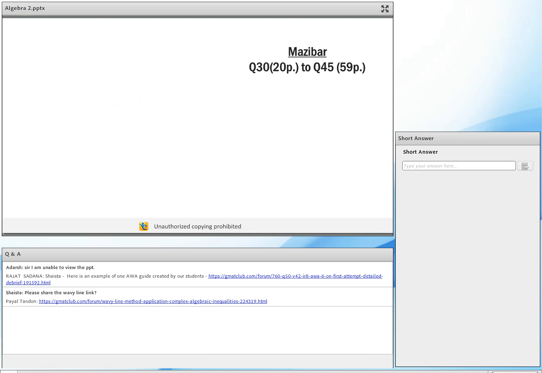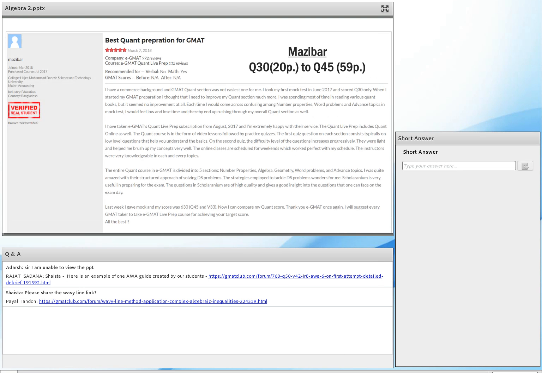The third success story over here is of an individual who was extremely weak in quant. His starting score was Q30, a mere 20 percentile. Mazabar, that's his GMAT Club forum name, spent a ton of time reading quant books but was not able to improve. He benefited from the progressive learning architecture at e-GMAT, in which he was able to first cement his basics before taking on difficult questions. And in case his basics were not strong enough, he was given appropriate feedback. Mazabar was able to improve to Q45, and that's 59 percentile in quant, and this was a huge improvement over his starting score.